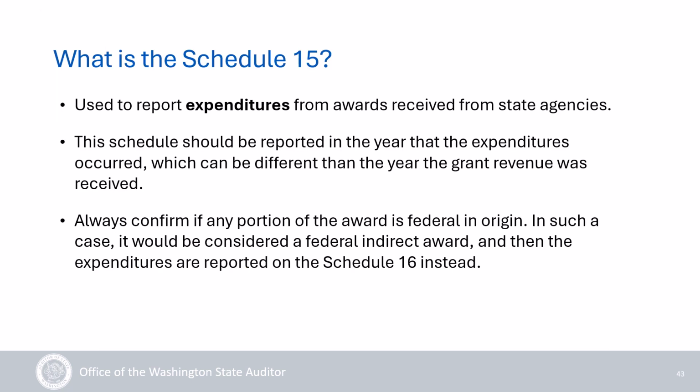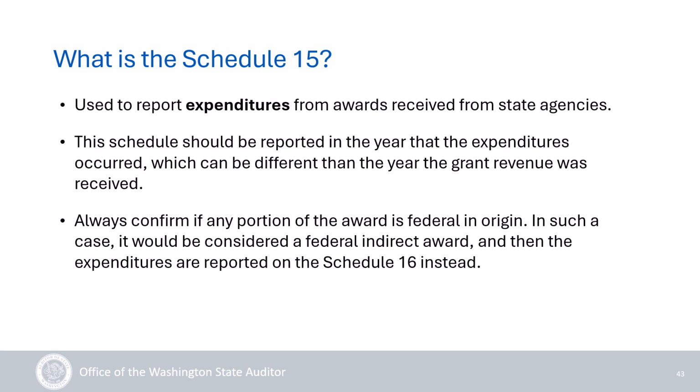Now that we have learned about the Schedule 09, let's move on to the Schedule 15. The Schedule 15 is used to report expenditures from awards received from state agencies. Since we are reporting expenditures, you would only report items on the Schedule 15 the year that the expenditures occurred, which may be different than the year that you received the grant revenue.